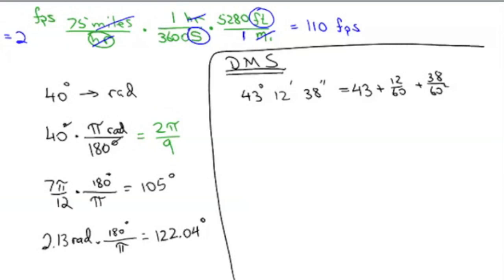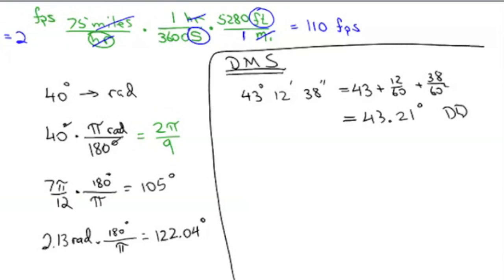There's 60 minutes in an hour and 60 seconds in a minute. So in your calculator, if you just type this in, you get your decimal degrees, better known as DD. So 43 plus 12 over 60 plus 38 over 60 squared equals 43.21. Just 43.21. And this would be decimal degrees. So where this is degrees, minutes, and seconds, this is decimal degrees. It's just different ways of measuring it.